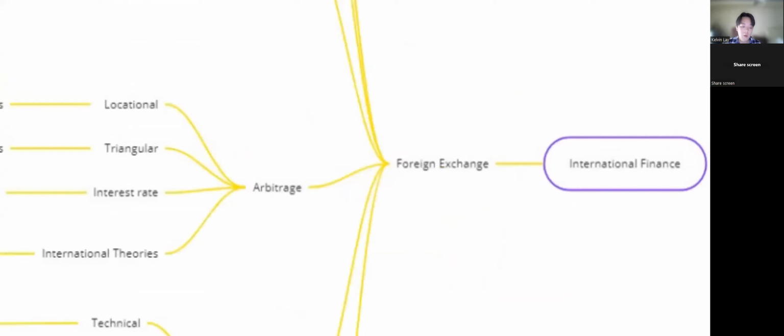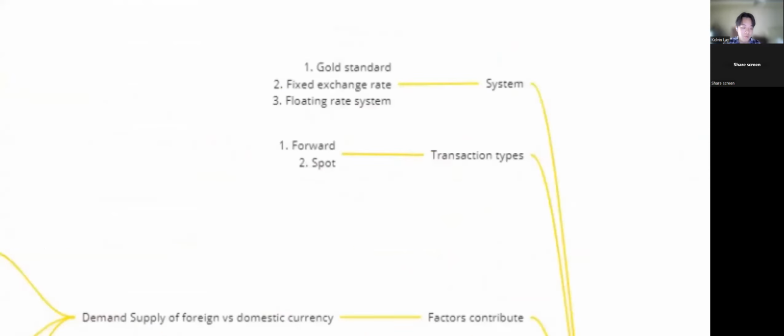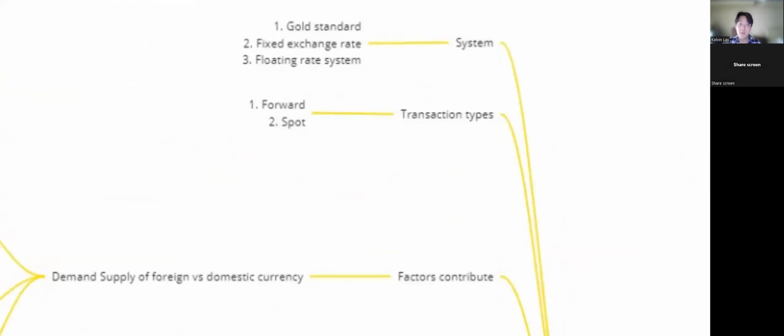So I'm just gonna do a really brief about the system itself. So there are three systems. The oldest one, we may know, is the gold standard, and there is the fixed exchange rate and the floating rate system.